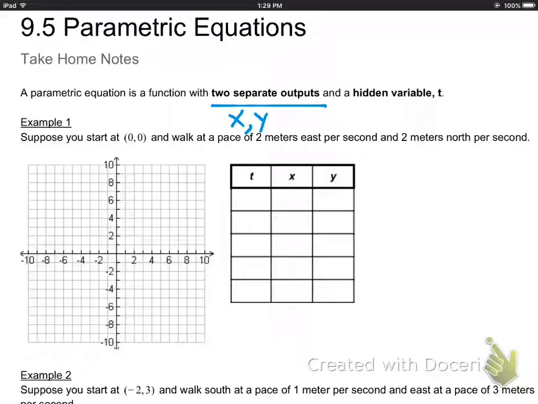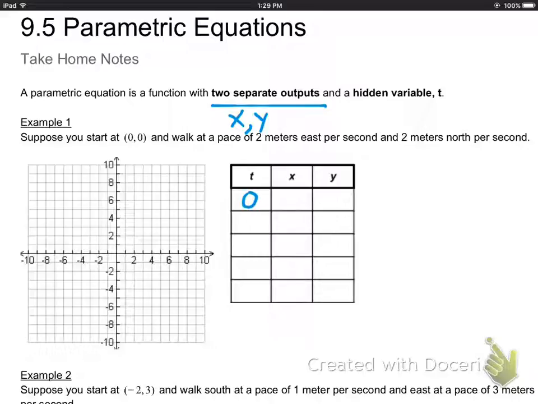What is a parametric equation? It's when you have an input that's usually time, and that variable doesn't show up on the graph, okay? The output is actually two separate values, okay? Not two outputs for one input, it's two separate values. So this is a function, but you get two different things. So let me show you what's going to happen here.